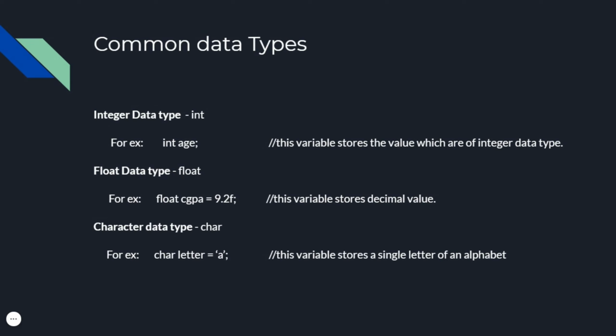So the second data type is float data type. The variable with this data type can hold the decimal values. Decimal values like 9.2, 10.5, 11.7, those are all the decimal values which the variable can hold if it is of float data type.